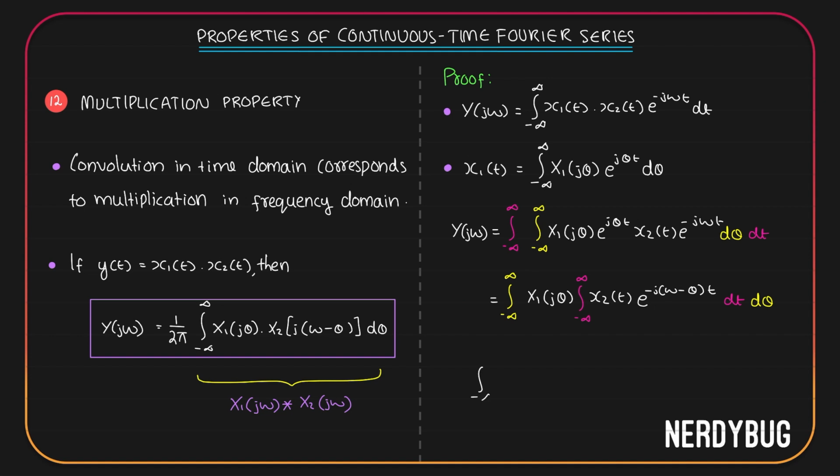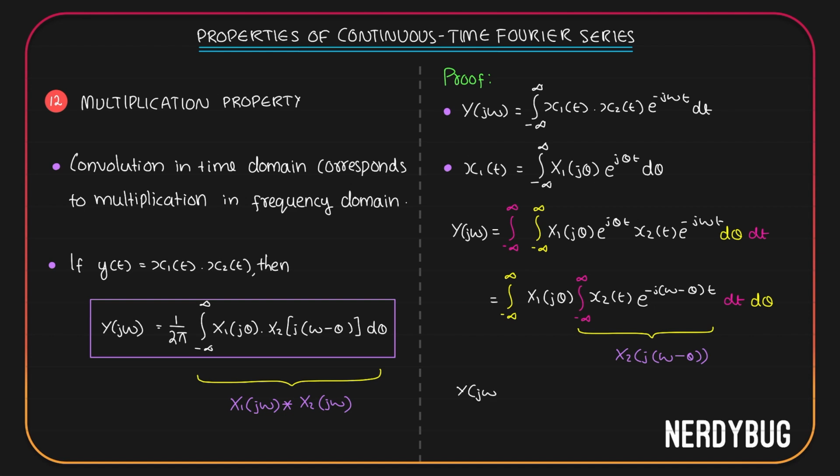If you had integral from minus infinity to infinity x2 of t e raised to minus j omega t dt, you would call it x2 of j omega. Here you have integral from minus infinity to infinity x2 of t e raised to minus j omega minus theta t. The only difference is here you had omega and you called it x2 of j omega. Here you have omega minus theta, so you should be calling it x2 of j omega minus theta.